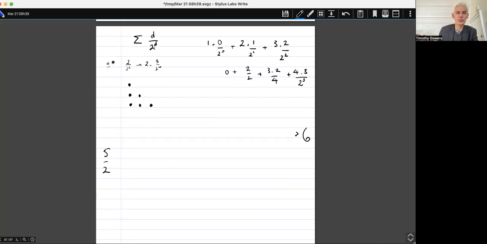So why did I say 2 over 2 to the 2? This chip contributes to the sum an amount, the distance, it contributes 2 over 2 to the 2. And afterwards, when you've moved it, it will contribute 3 over 2 to the 3. 2 over 2 to the 2 is not just once though, but twice.